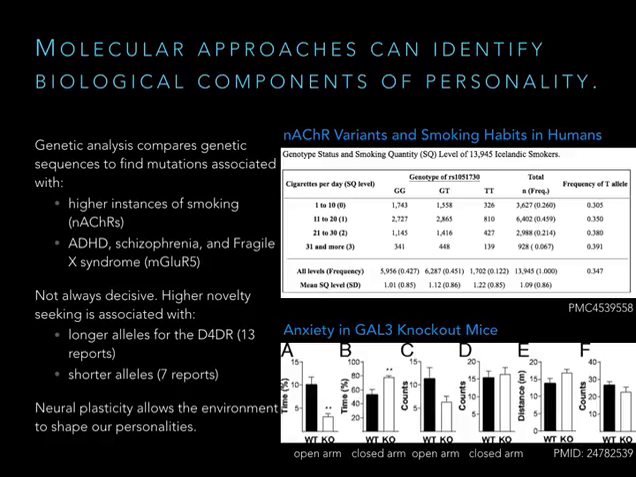But in the end, our genetics can only take us so far because our nervous system is designed to change with experience. That's how we form memories.